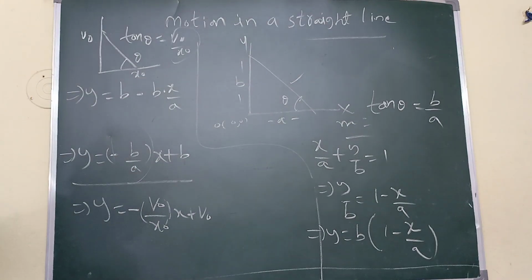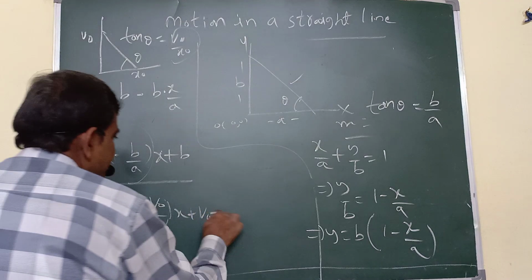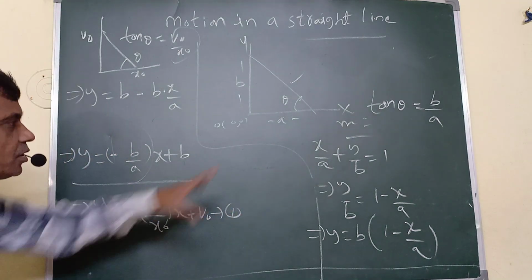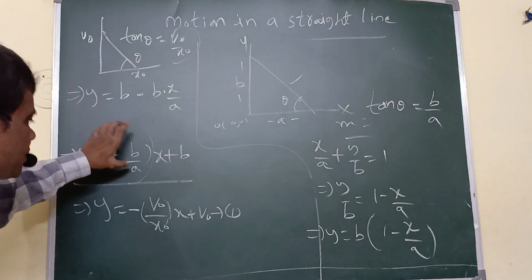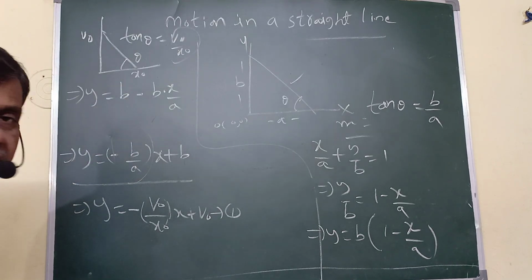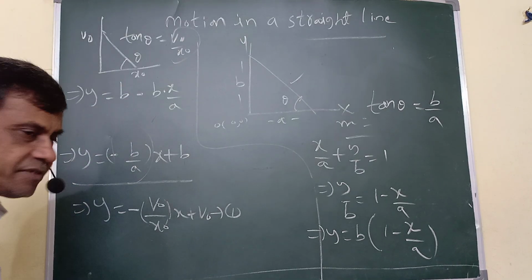Now the equation came. Now what I am writing this? I am writing this as dy by dx. This is my first equation. This is totally for formula only. This formula only I am applying in this case. Now I am finding dy by dx.